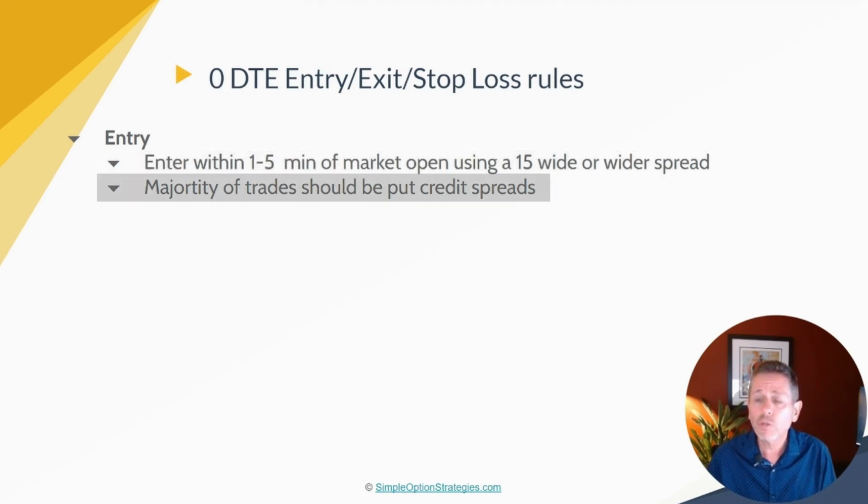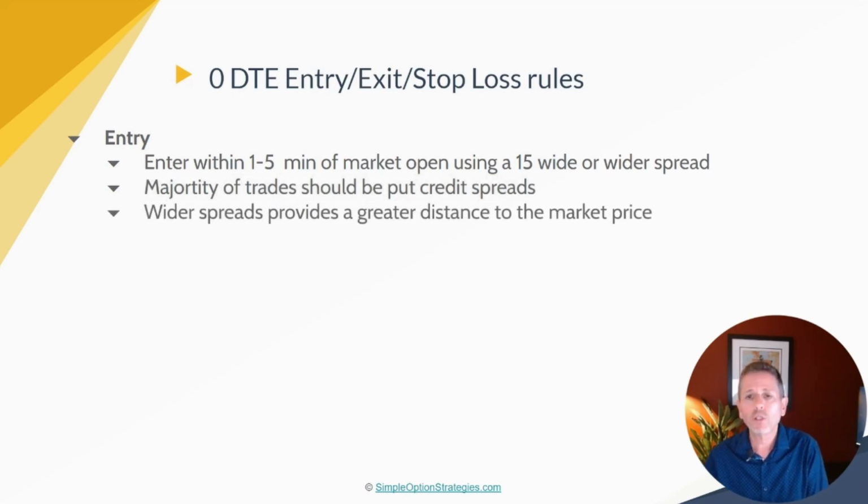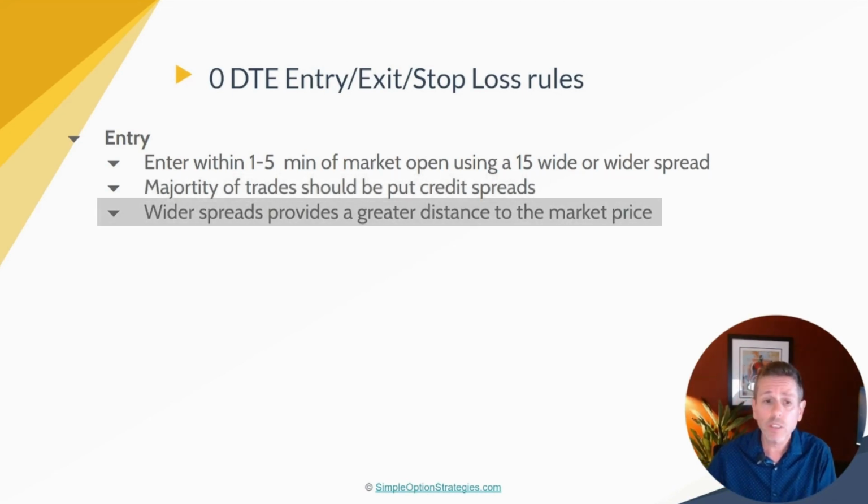Okay? Majority of trades should be put credit spreads, and the reason for that is because the market generally is going up, and the second reason is because your put spreads are going to be much further out of the money from your call spreads. It's just the way it is. The strikes are much further away in the market for put spreads than they are for the call spreads, and so keep that in mind, and that's one of the reasons that I trade mostly put spreads. Wider spreads provide a greater distance to the market in price.